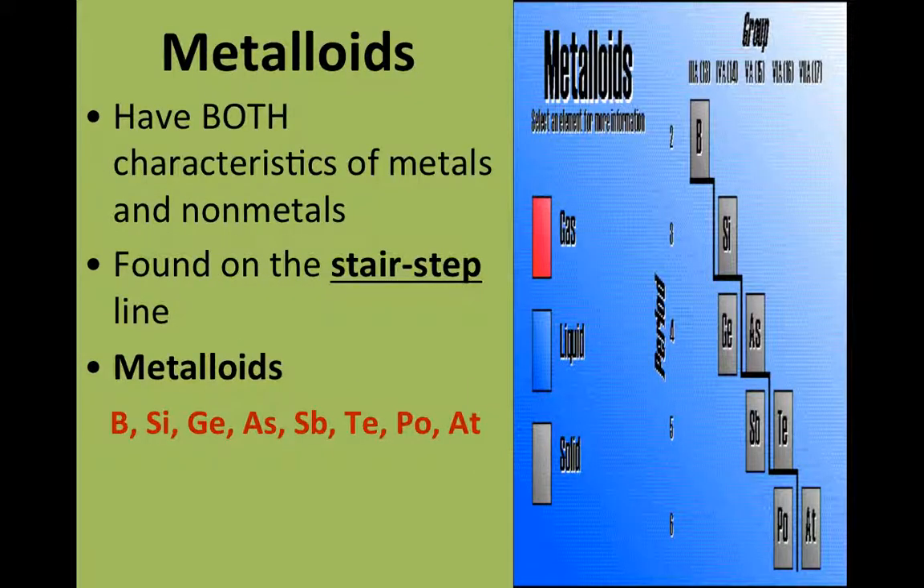Metalloids. These are elements that are right in the middle of the periodic table. On your periodic table there is a big bold black line, and the metalloids basically have characteristics of both metals and nonmetals. If they're found to the left of the line, then they typically will have metal characteristics. If they're found to the right of the line, they typically will have nonmetal characteristics. So the elements listed that are metalloids are boron, silicon, germanium, arsenic, lead, antimony, tellurium, polonium, and astatine.